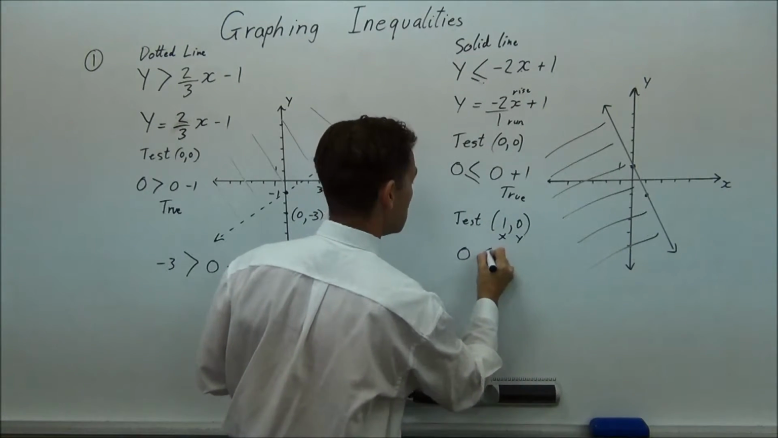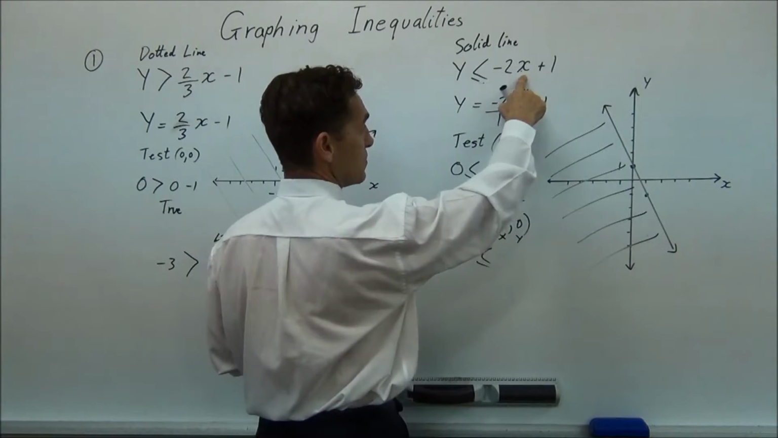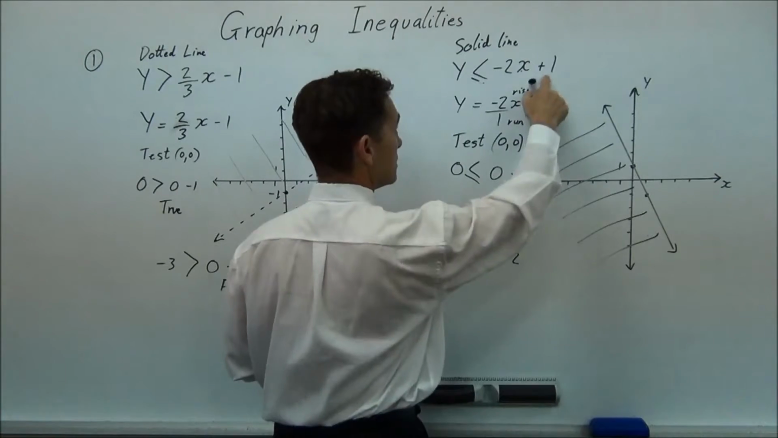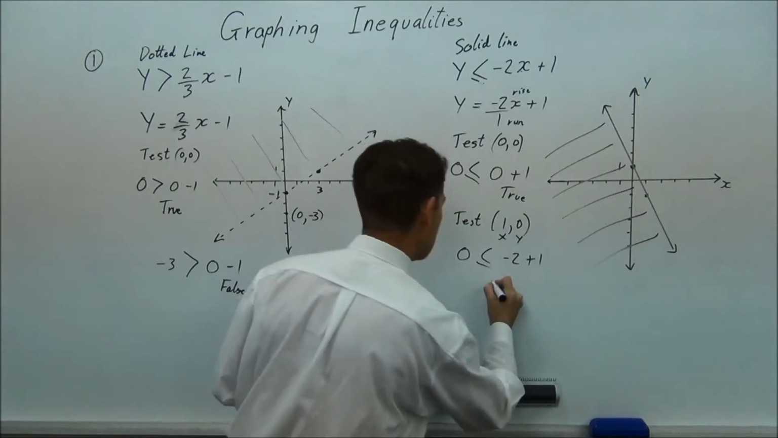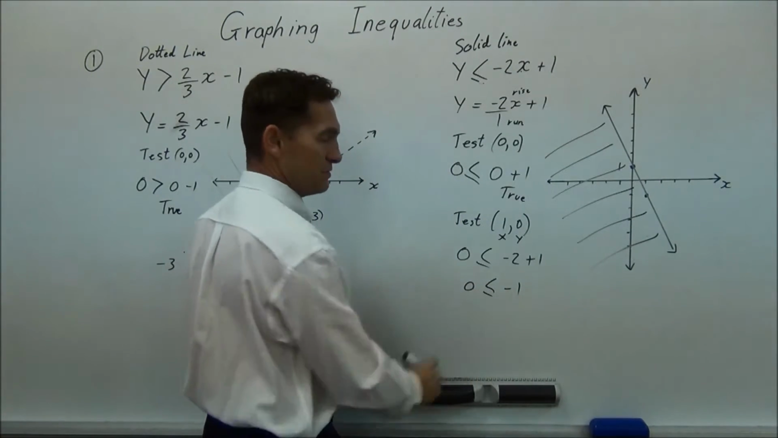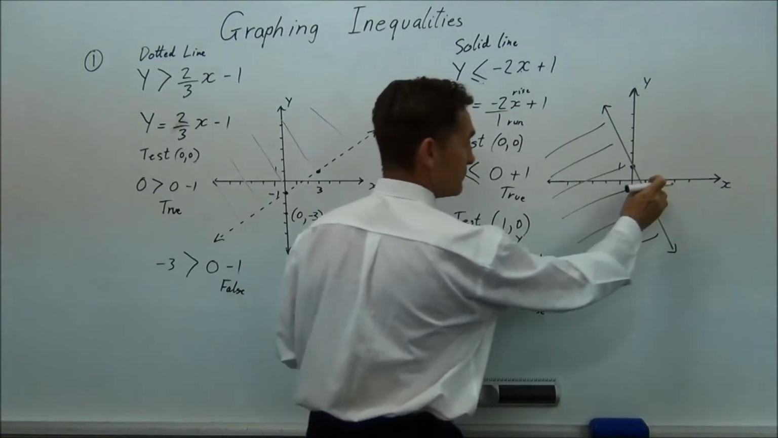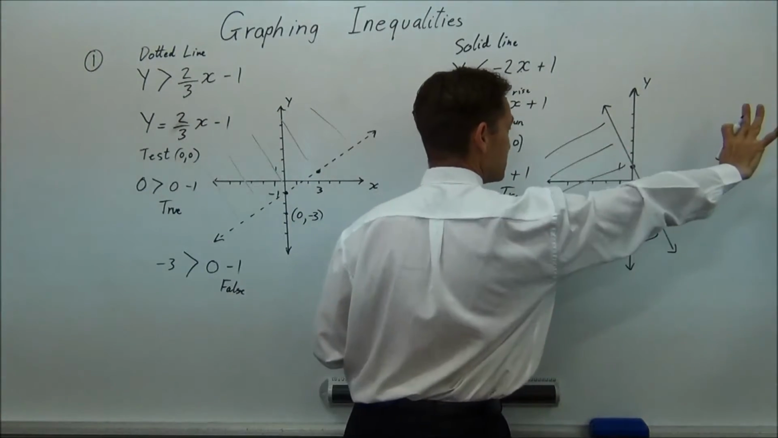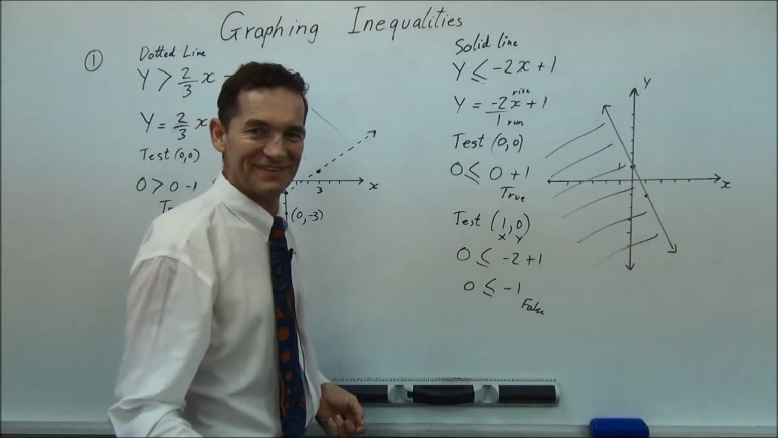So we're going to get 0 is less than or equal to, put in 1 minus 2 times 1 is minus 2 plus 1. Well, minus 2 plus 1 is minus 1. So is 0 less than or equal to minus 1? No, it's false. So again, if I'd have tested that point, I would have said, no, all of that's false. This is my answer. And that's it, you're done.